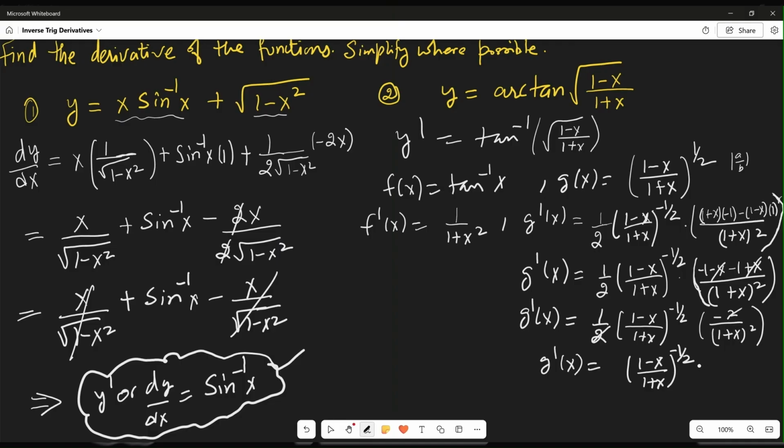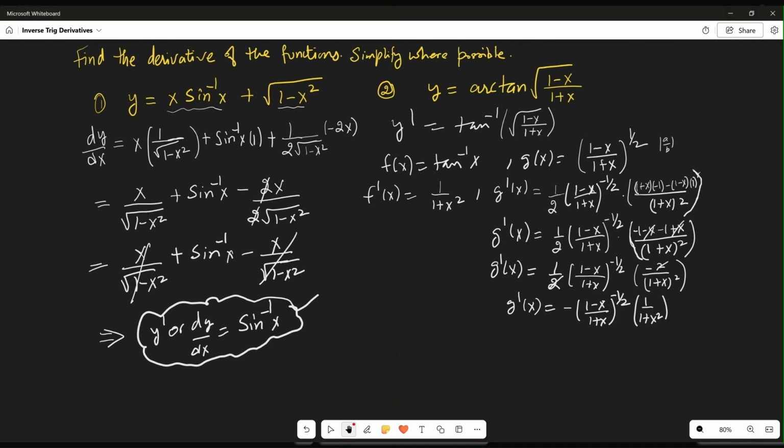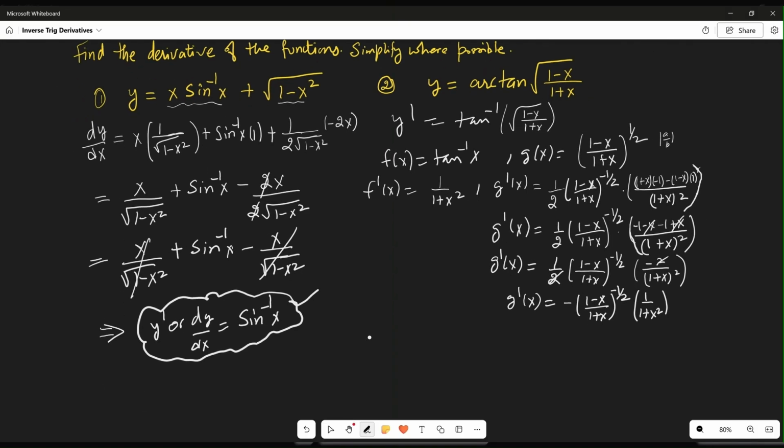Times negative 1 over 1 plus x cubed. This is what we have. Okay, so the derivative of this function is 1 over 1 plus x, right? The inner function, which is 1 minus x over 1 plus x square.